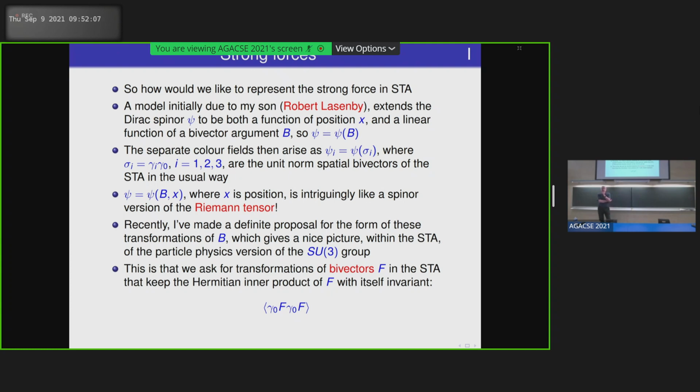And recently I've made a definite proposal for the form of these transformations of B, which gives a nice picture within the STA of the particle physics version of the SU3 group. And this is that we ask for transformations of bivectors F in the STA to keep the Hermitian inner product of F with itself invariant. And this is the Hermitian inner product of F with itself. It's the scalar part of gamma_0 F gamma_0 F.